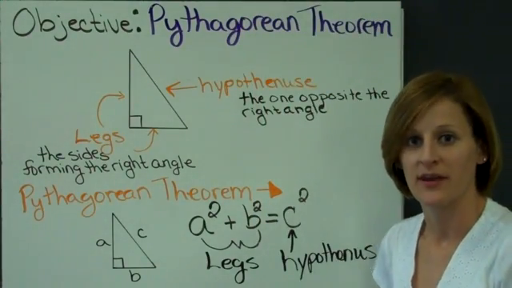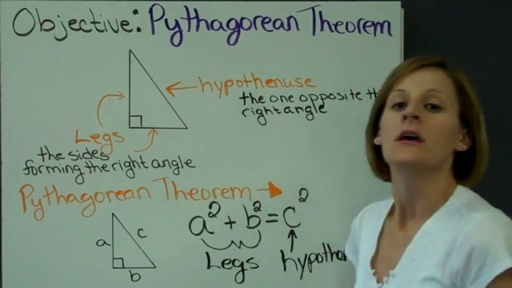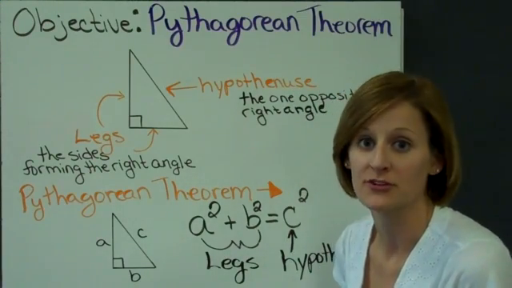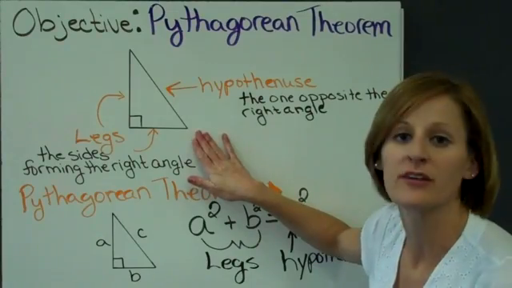This video is on the Pythagorean Theorem. Now, the Pythagorean Theorem is a theorem that we use with only right triangles. So right here we have a right triangle.